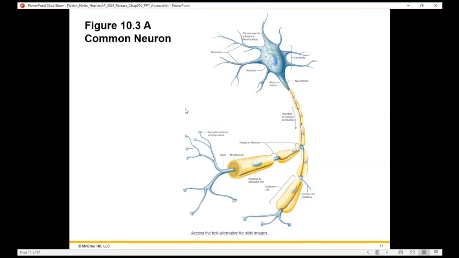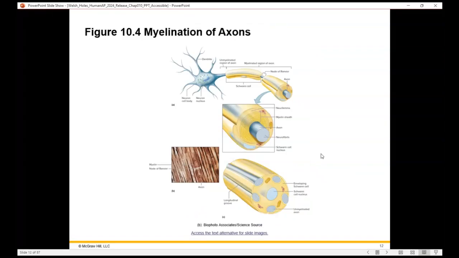This figure shows you a common neuron with dendrites, the body, axon, and axon terminals, and the myelin sheath, nodes of Ranvier, and the Schwann cells. Figure 10.4 shows you how myelination of the axons occurs.